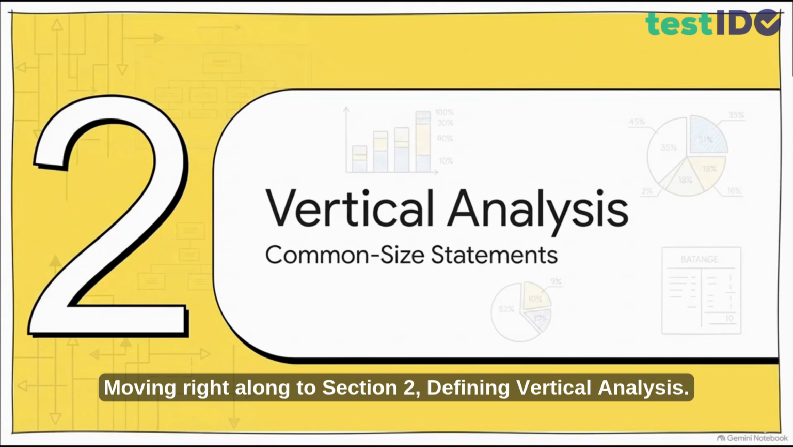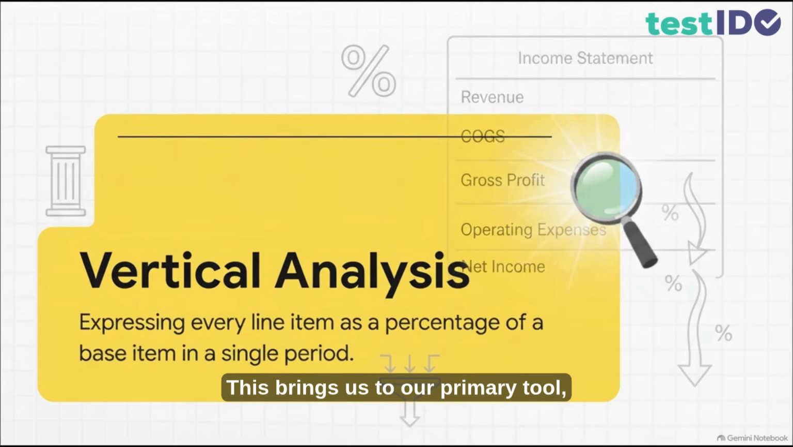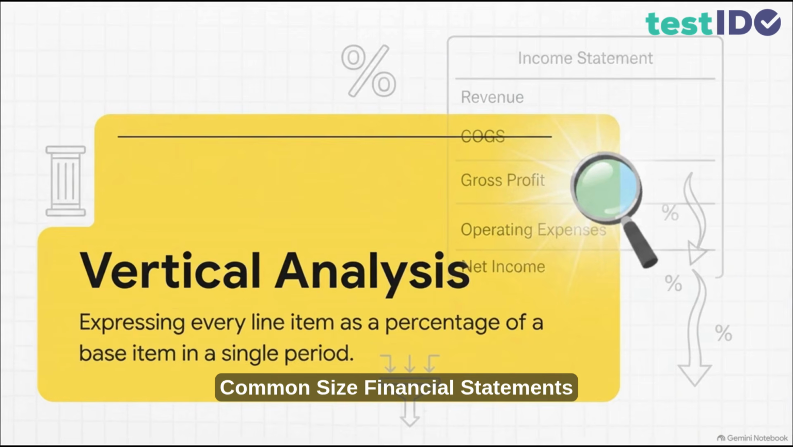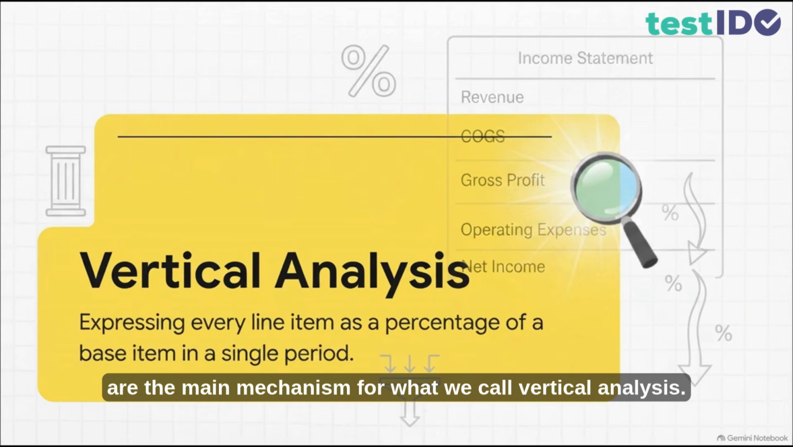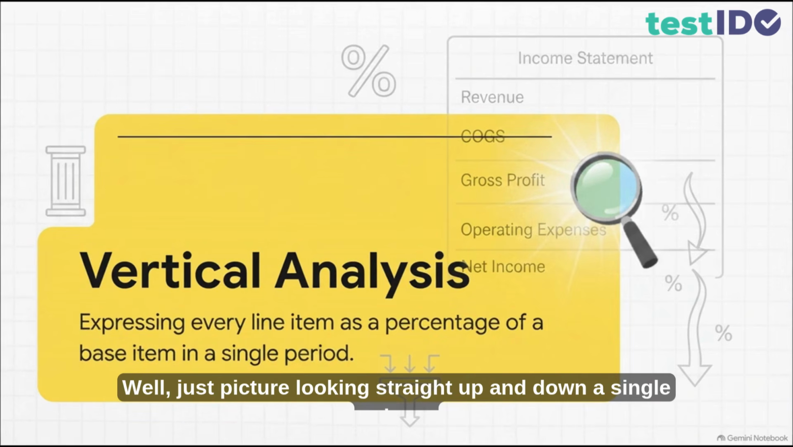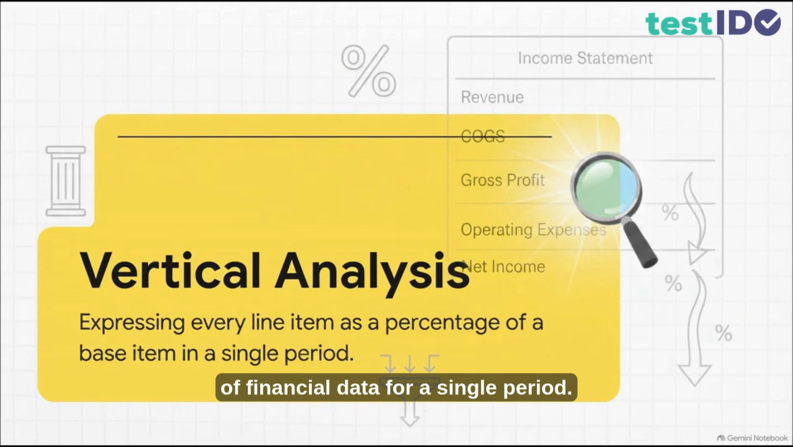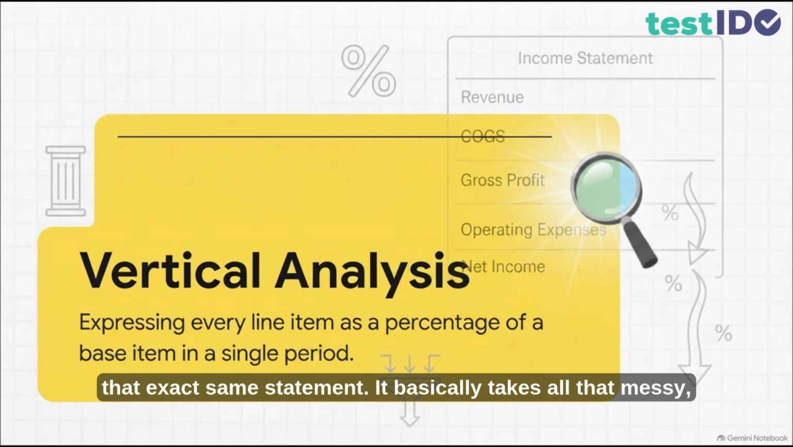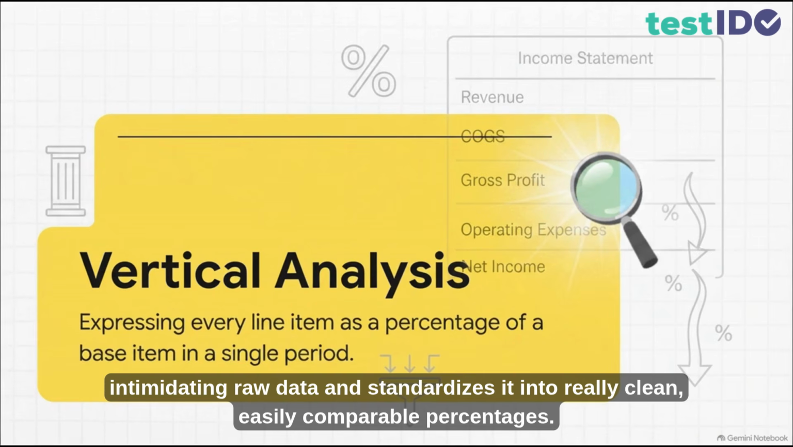Moving right along to Section 2, defining vertical analysis. This brings us to our primary tool, which is an elegant solution to the size effect problem. Common size financial statements are the main mechanism for what we call vertical analysis. Why vertical? Picture looking straight up and down a single column of financial data for a single period. You're taking every single line item in that column and expressing it as a percentage of one specific base item on that exact same statement. It takes all that messy, intimidating raw data and standardizes it into clean, easily comparable percentages.